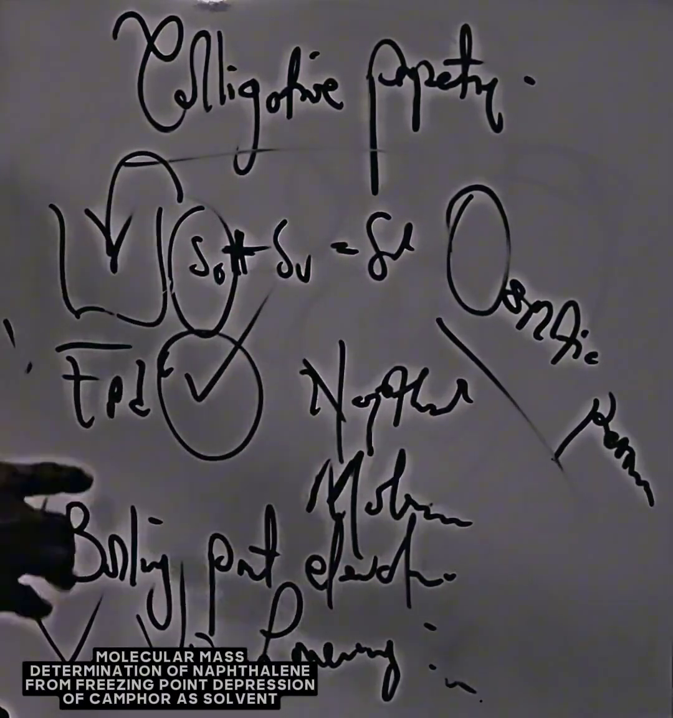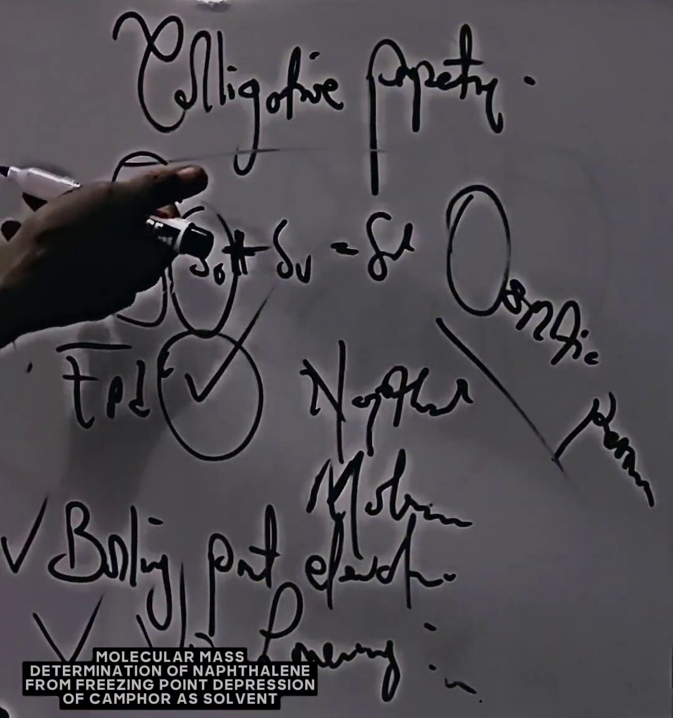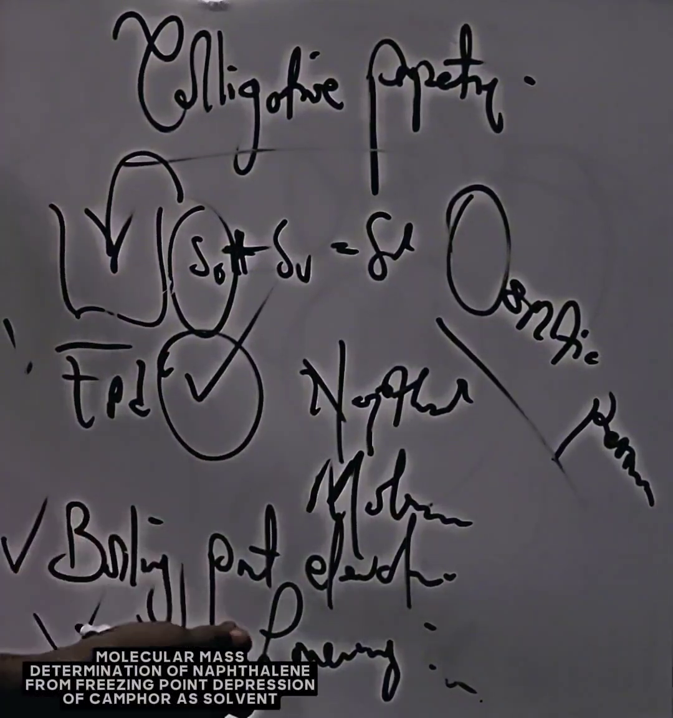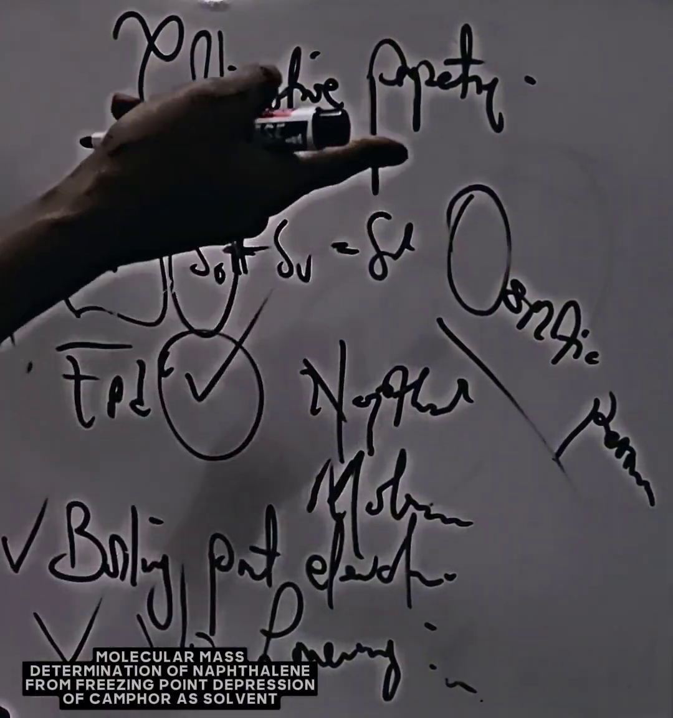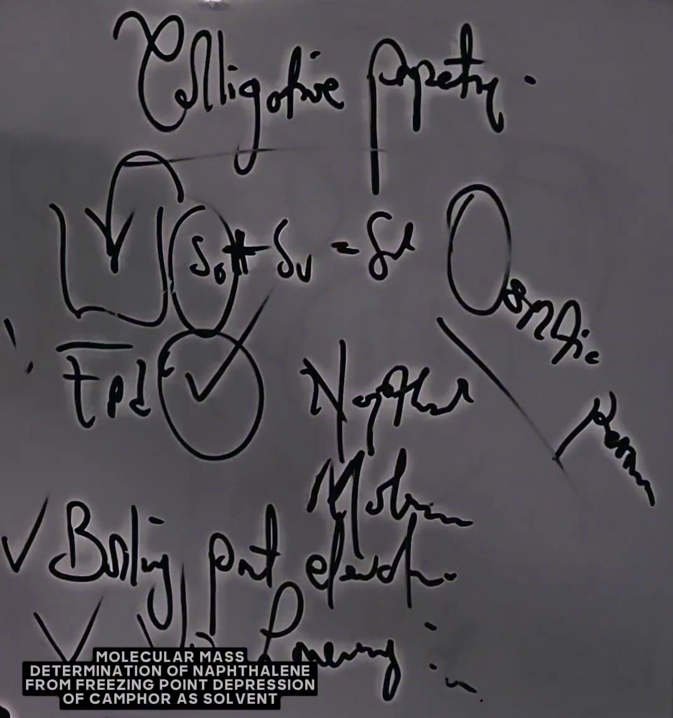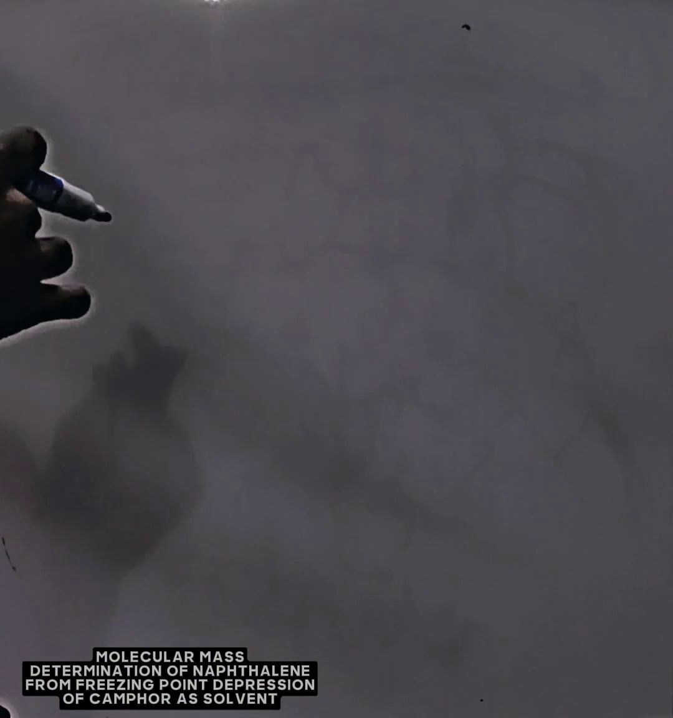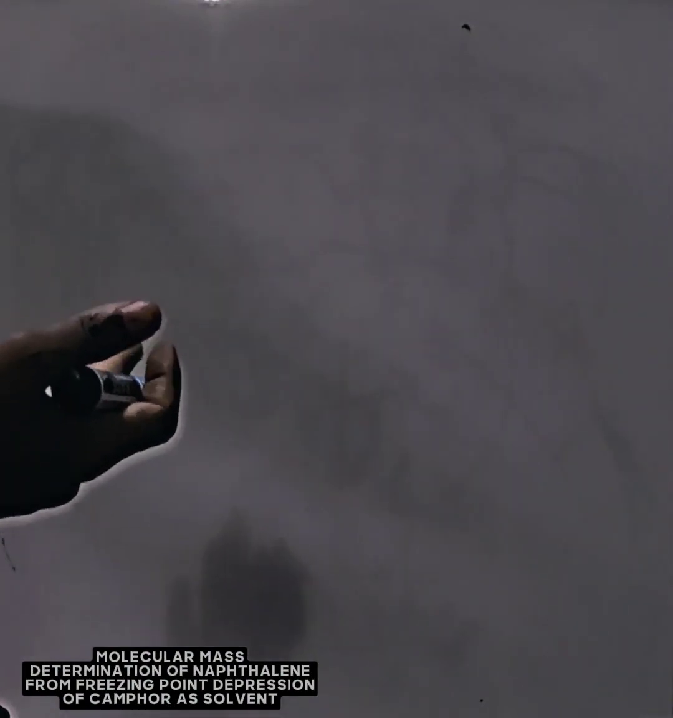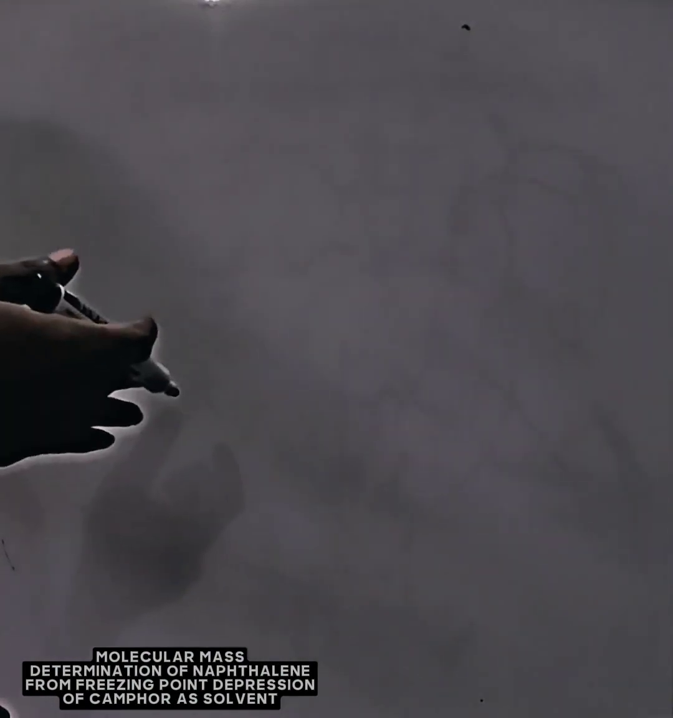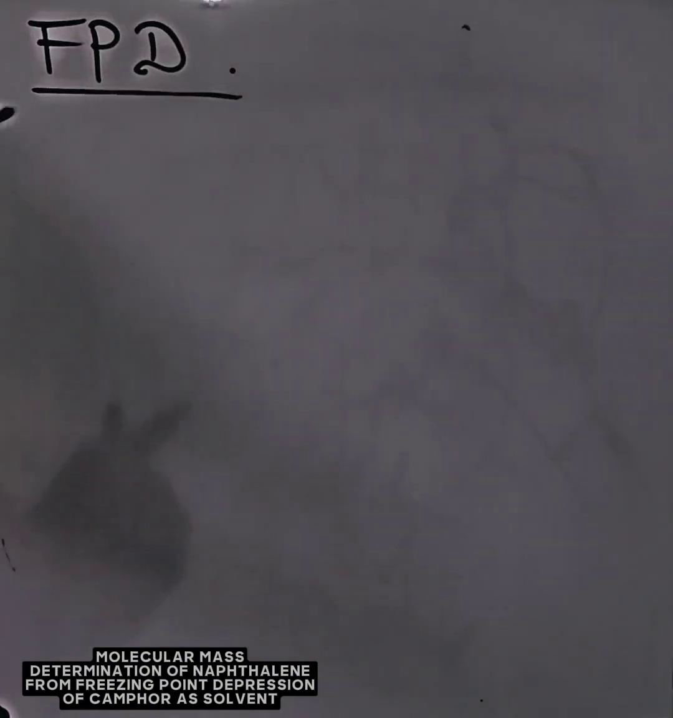So these are just a few examples of colligative properties: freezing point depression, boiling point elevation, vapor pressure lowering, and presence of osmotic pressure. So in this experiment, molecular mass determination of naphthalene from freezing point depression of camphor, we will learn how to determine the molecular mass, of course, of the solid, naphthalene, using freezing point depression. Freezing point depression, okay, colligative property. I think we've explained that.